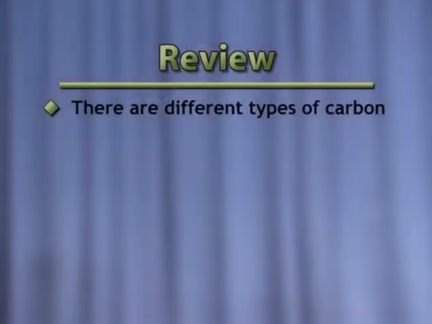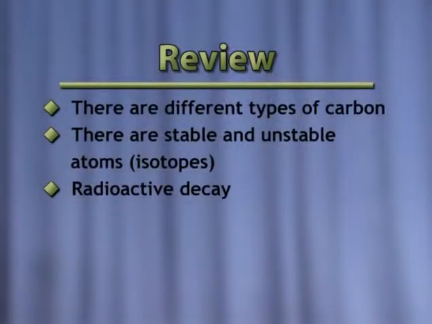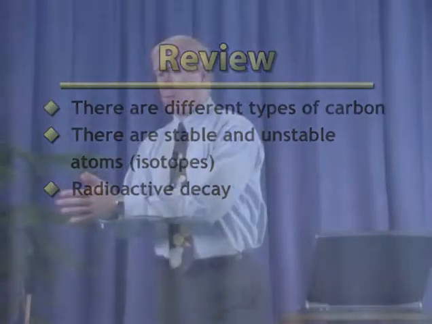So let's do a quick review of what we've gone through. First of all, there's different types of carbon. There's stable and unstable types of carbon. An unstable type of carbon is carbon-14. It's got 6 protons and 8 neutrons. Then we had something called radioactive decay, which means that one element can radioactively decay into another element. For example, we use carbon-14 decaying into nitrogen-14. It's a proton-neutron change. Carbon becomes nitrogen.